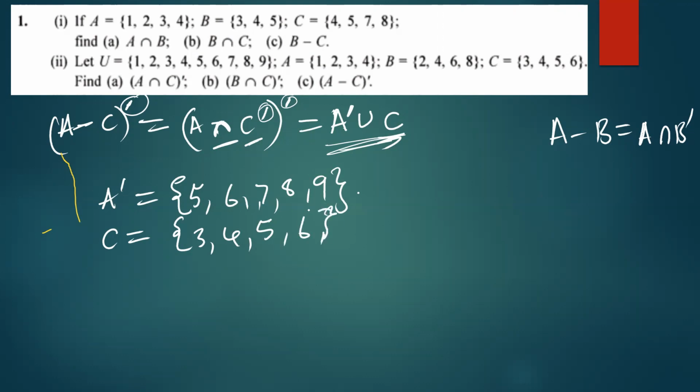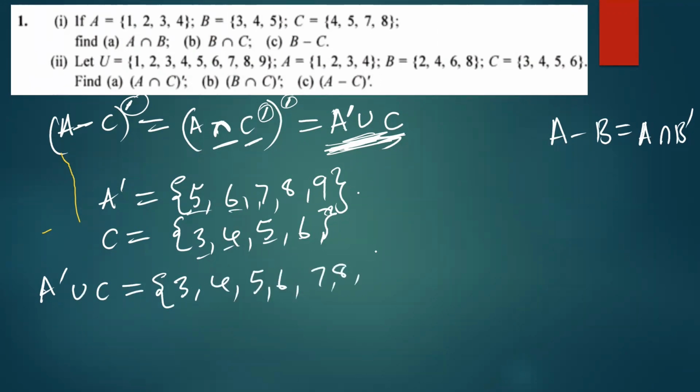So since there's a union symbol there, we have to combine the 2 sets. So our A complement union C. Addition of 2 sets, we combine them, but making sure that we don't repeat the common elements. So 5 and 6 are common, so I'm just going to write them once. So the union set will therefore be 3, 4, 5, 6, then we have 7, 8, 9. So this is the solution.